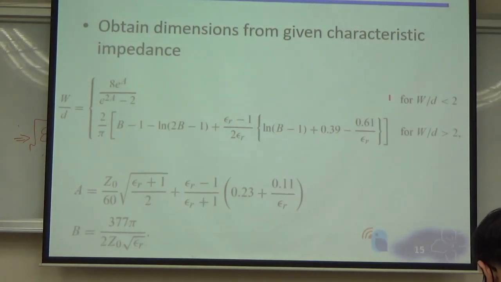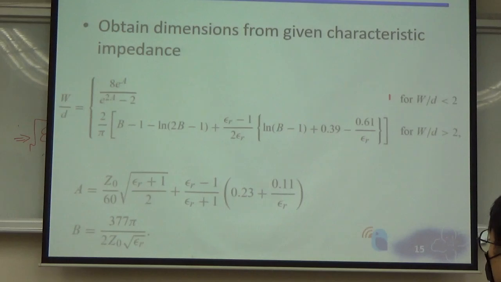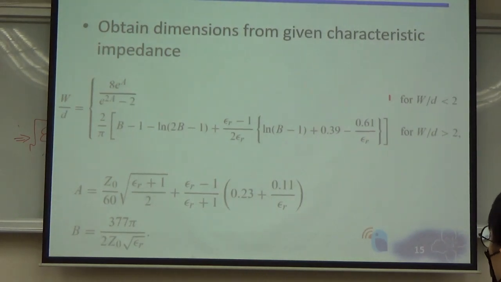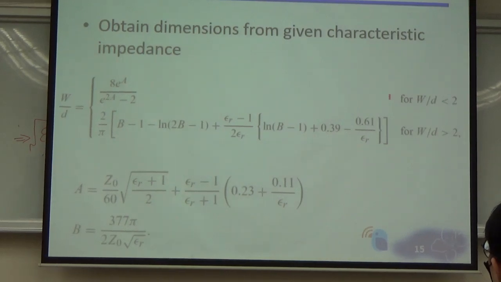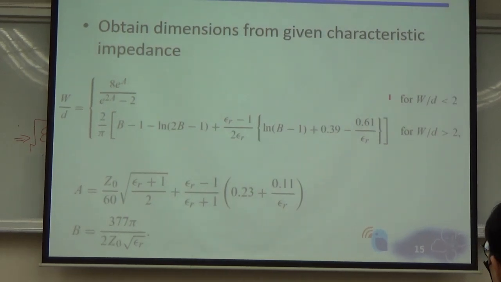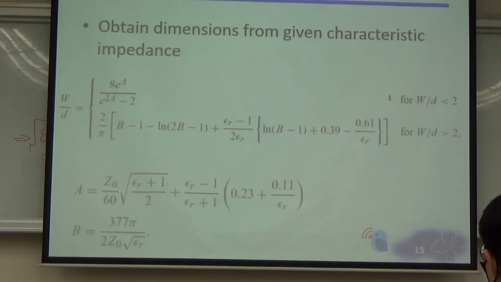Sure. W by D on this page is less than 2, and on the last page it is less than 1. So it's two different conditions. I don't know why, but I know how to use it. That's what we do now. Maybe somewhere there is an explanation. That's a good question. I noticed that, but I don't know the reason. It doesn't bother the use of it. Maybe in the book, maybe I just missed it.